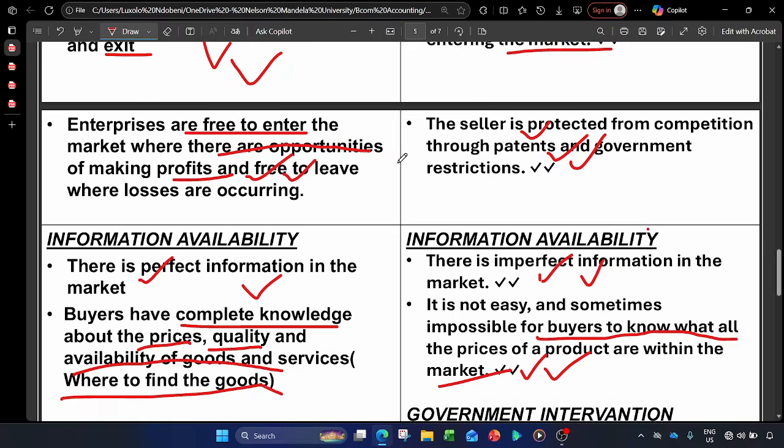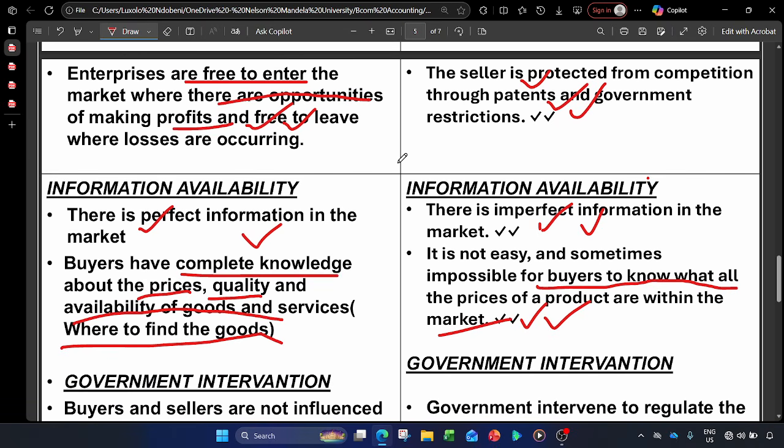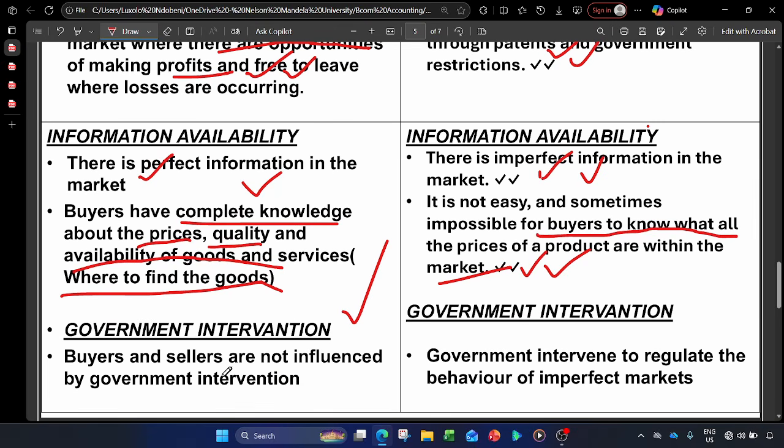Right, so we move to another characteristic, which is government intervention. This one is the characteristic that I never forgot to write in economics because it is very simple. In a perfect market, the government doesn't intervene. Buyers and sellers are not influenced by government intervention. But when it comes to imperfect markets, the government intervenes to regulate their behavior.